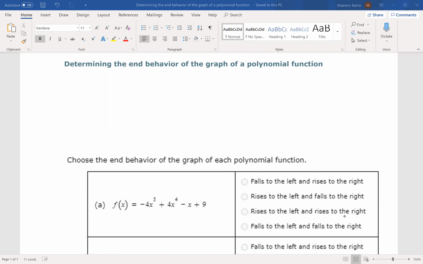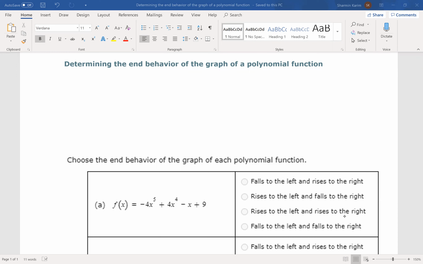Okay, now I will talk about determining the end behavior of the graph of a polynomial function. I have planned to finish all the videos on objective 3 today, so you can quickly finish those topics. Determine the end behavior of the graph of a polynomial function.